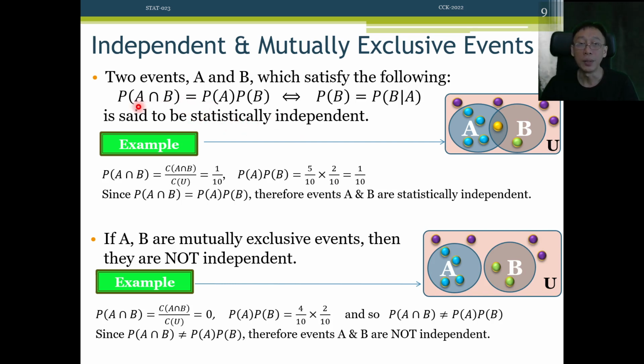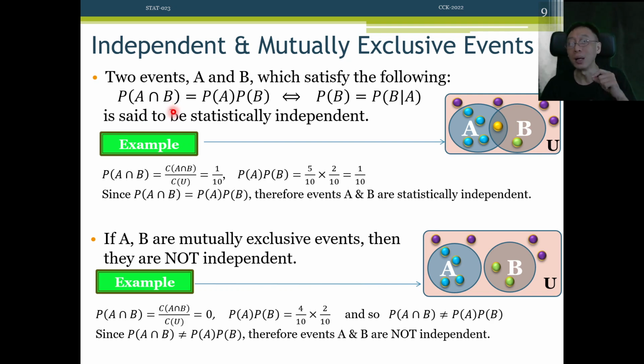P of A intersect B is equal to P of A times P of B, or vice versa. If you realize that P of A times P of B, and you verify separately that that's exactly P of A intersect B, then straight away you can conclude that A and B are statistically independent.